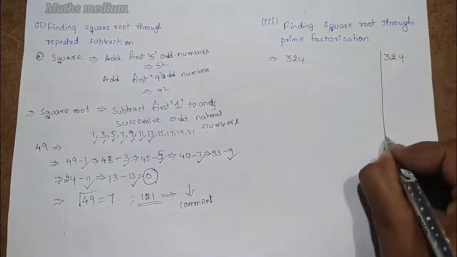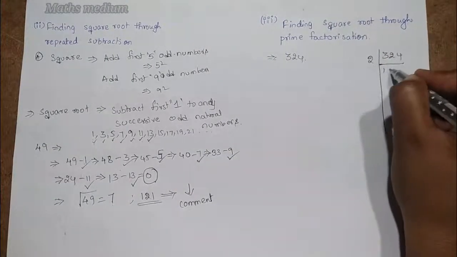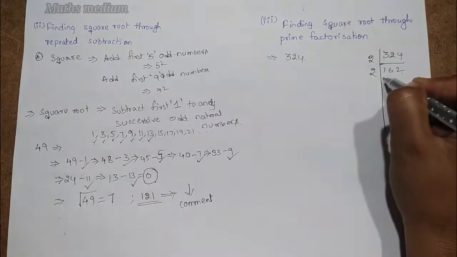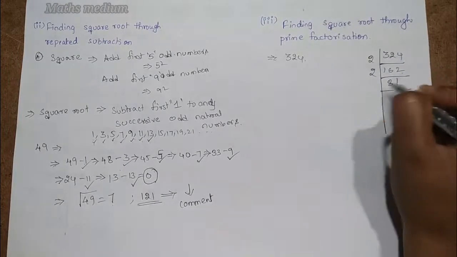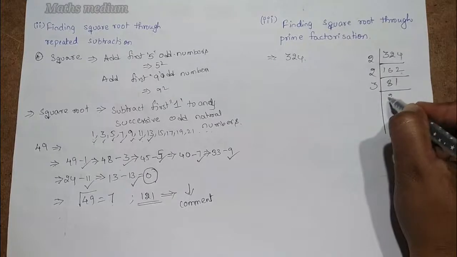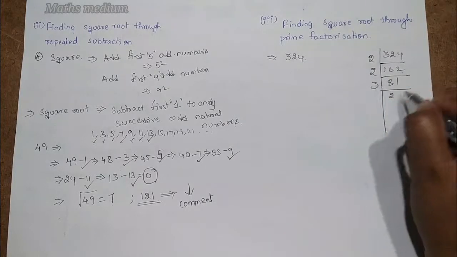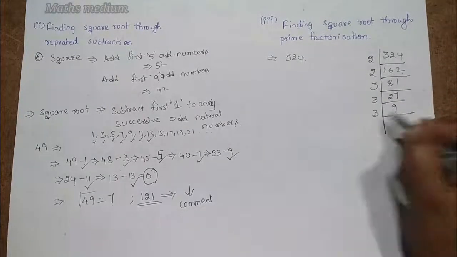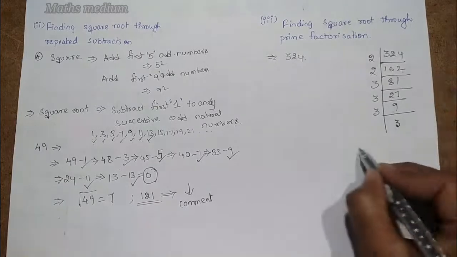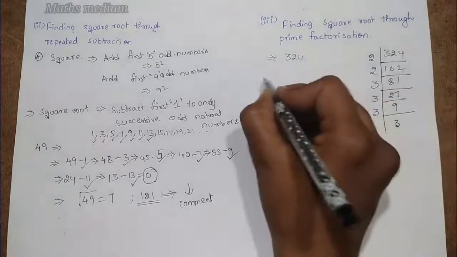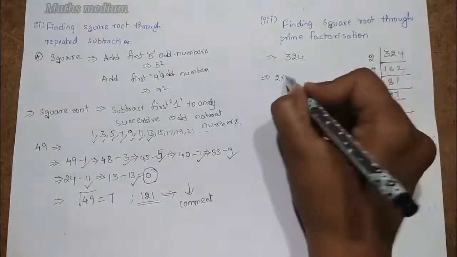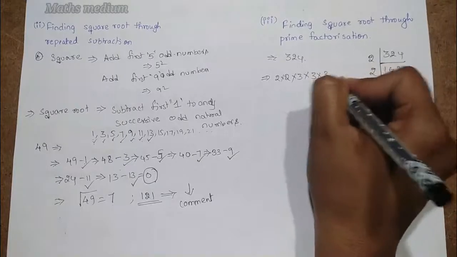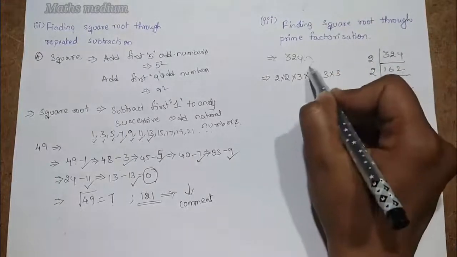324. Now 2 1s are 2, 2 6s are 12 and 4, 2 2s are 4, right? Again by 2, 2 8s are 16, 2 1s are 2. Now by taking 3, 3 2s are 6 and 21 left, 3 7s are 21. Now again 3 9s are 27. Again by 3, 3 3s are 9. So this is the prime factorization. It can be written as 2 into 2 into 3 into 3 into 3 into 3. It means four 3s, right? Now this is the prime factorization for this given number.